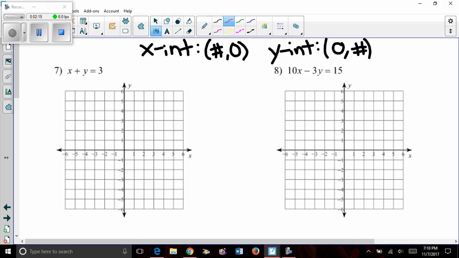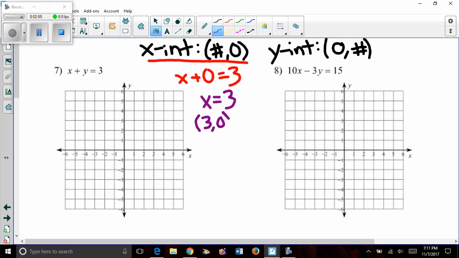In order to find an x-intercept, what we need to do is get rid of our y. All we are going to do is take our equation and make y 0, because we're not going to use y. In order to have an x-intercept, I need to know what x is. To finish solving this, luckily, x plus 0 is just x. So x equals 3. Meaning, I can put a point on the graph at 3, comma, 0, right here.